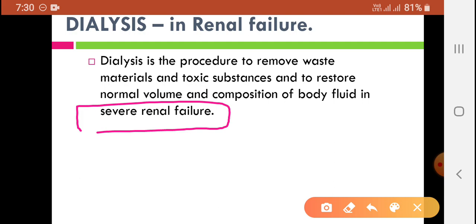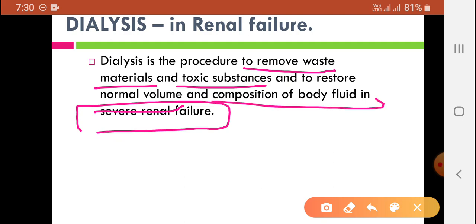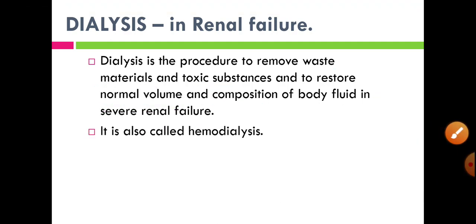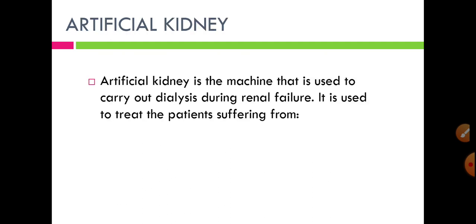In this procedure, waste materials and toxic substances are removed, while the normal volume and composition of blood is maintained. So in renal failure, this dialysis procedure is very important. In these patients, this procedure is also called hemodialysis, because it is dialysis of blood. So what is meant by artificial kidney?